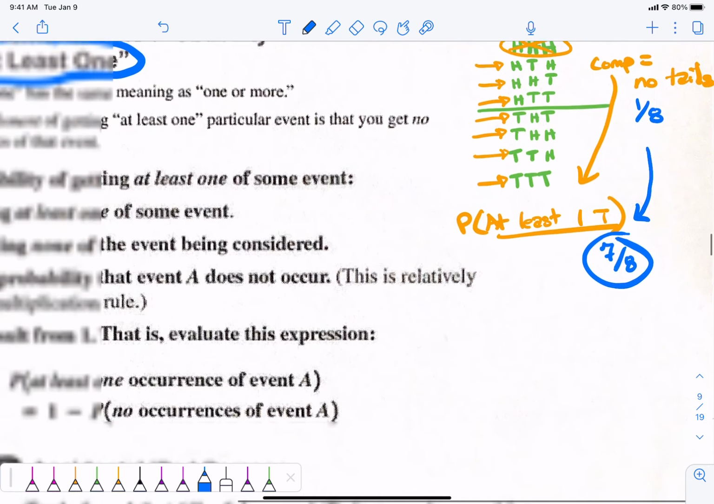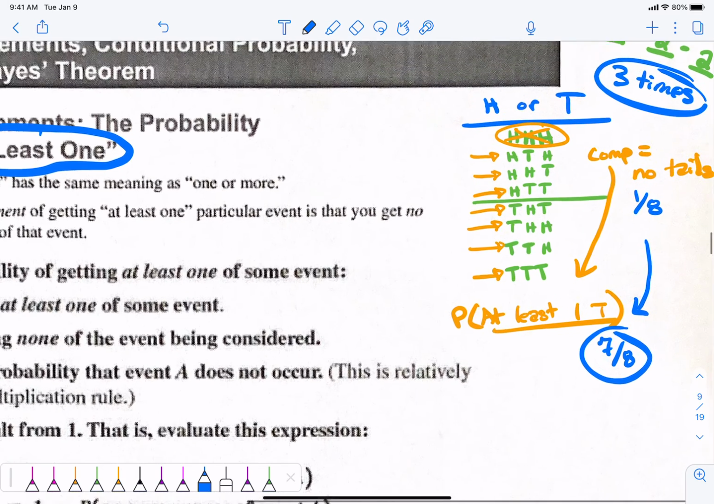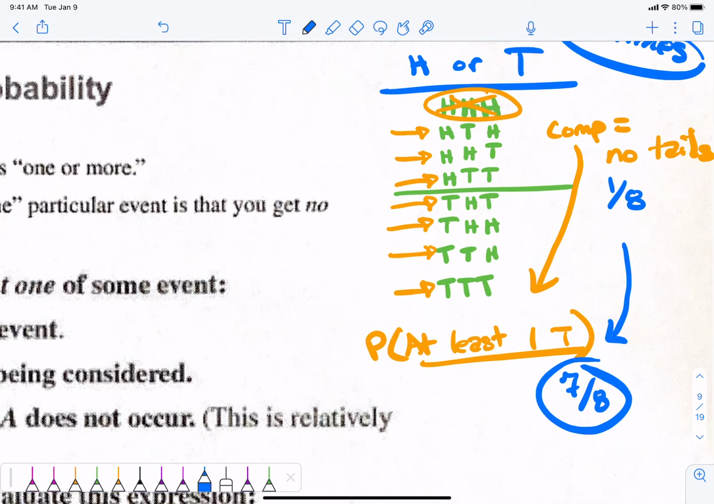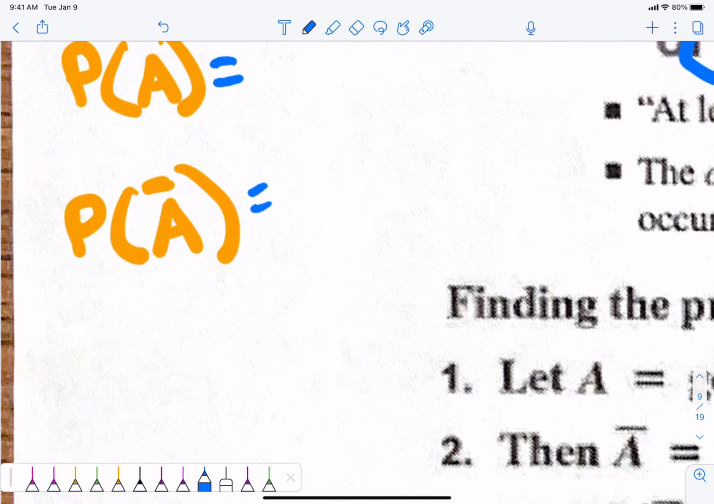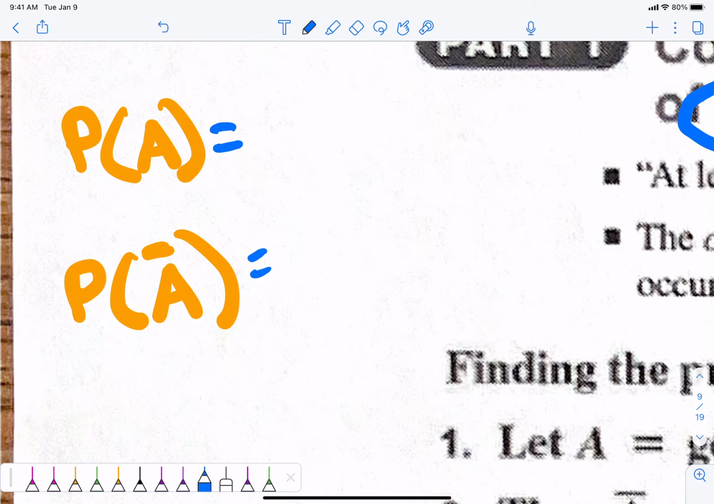All right, now let's do one more. Let's go a little step further without making a table. Are we doing okay? Let's go back to our P(A) and P(A bar). Let's say the probability of A is getting at least one tail.